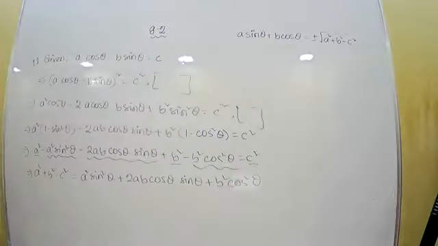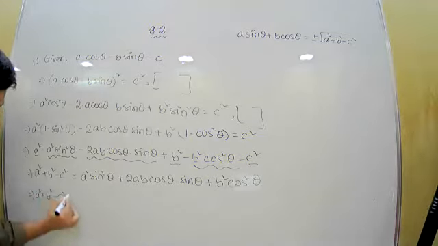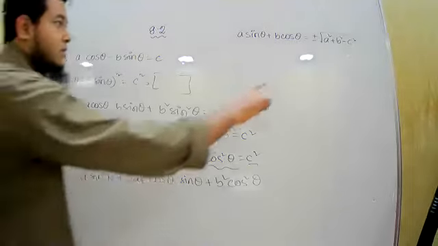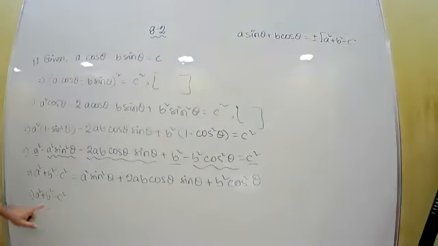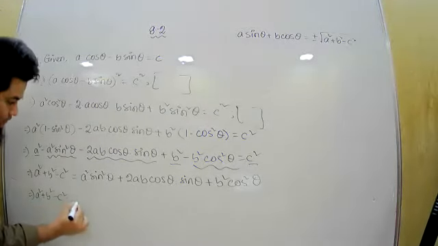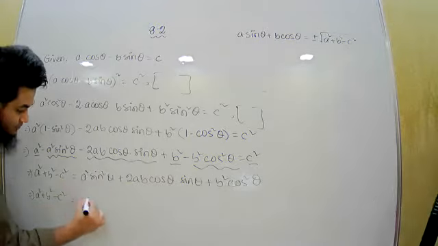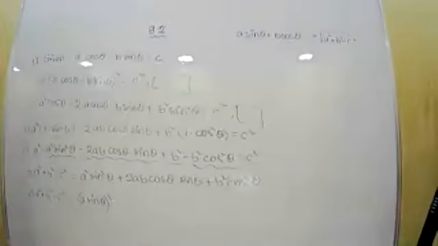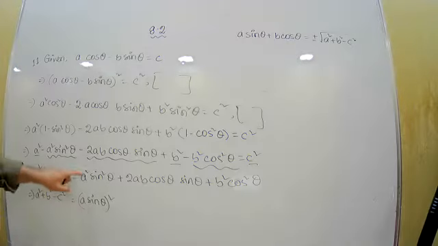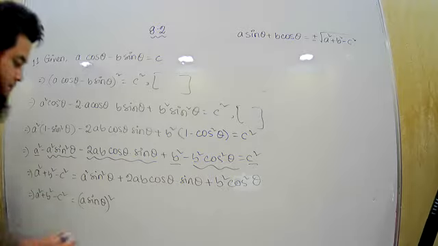Now, what is the purpose of writing in this way? You can see that a square plus b square minus c square. We have almost what we have on the right hand side, a square plus b square minus c square. Okay. Now let us take a look at this one. This a square sin square theta can be written as a sin theta whole square. If I want, I can write it in this way because there is a square on both a and sin. So a sin theta whole square.